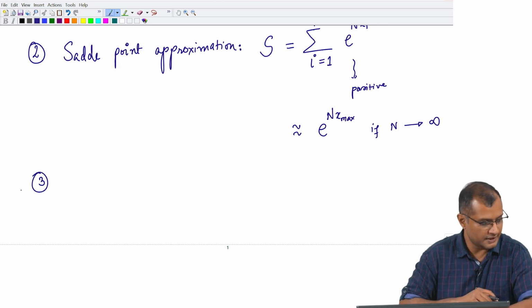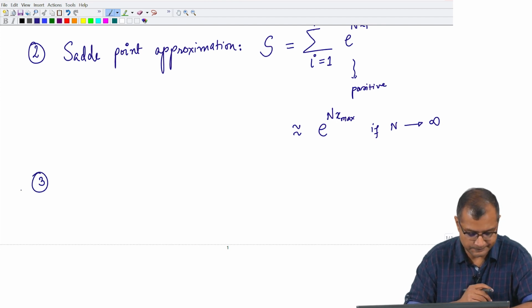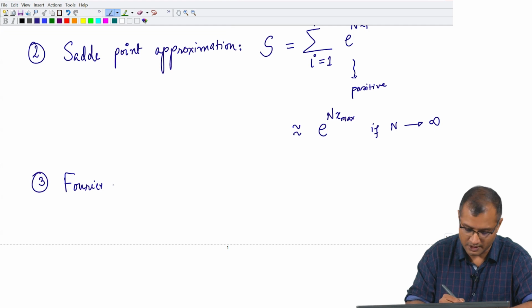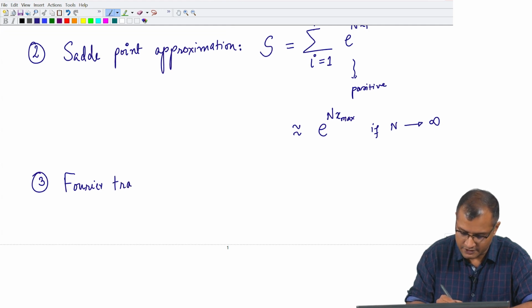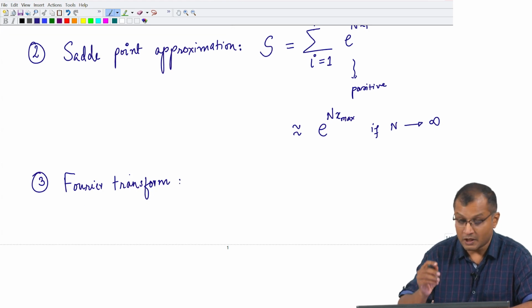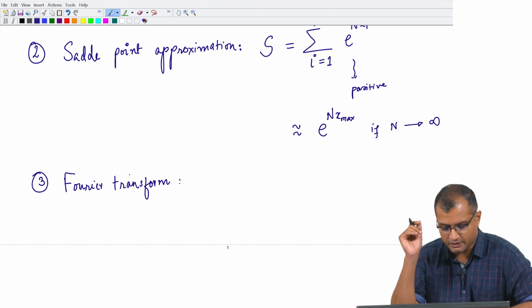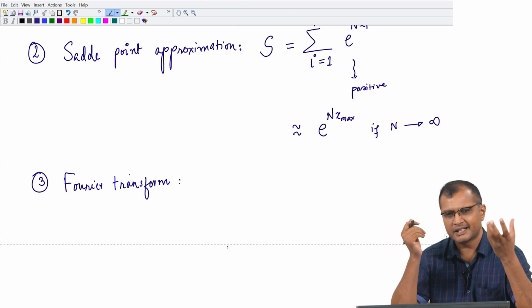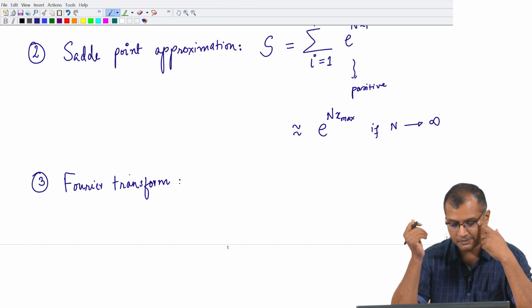The third thing that I want to discuss is that of Fourier transform. So, some important Fourier transforms that you have encountered in chapter 1. You will be encountering Fourier transforms everywhere in theoretical physics. So, I am not sure how much of the background you already carry in the context of Fourier transforms, but we will take some simple Fourier transform examples.